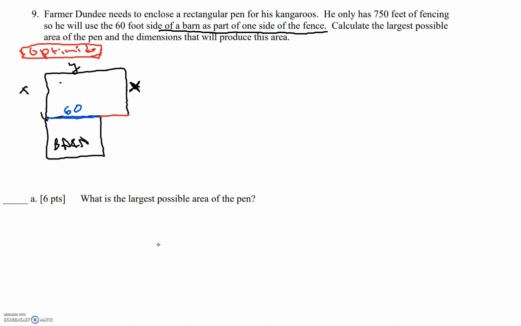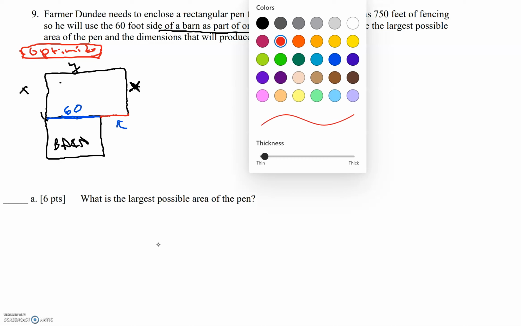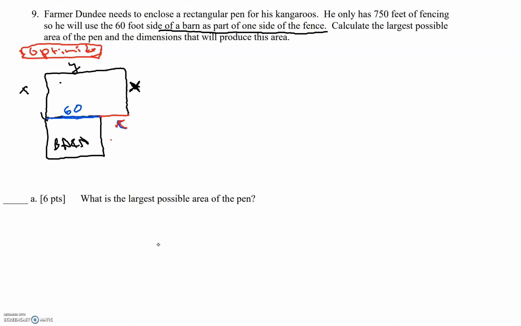And that means the remaining length here, what is that? That's the red length. That's going to be y minus 60. We'll see if that really matters as far as actually doing the problem, but you do want to be accurate. So that's the accurate representation. Okay, so what else do we know about this?